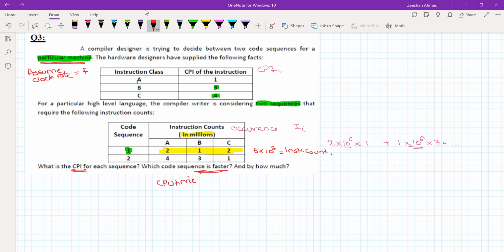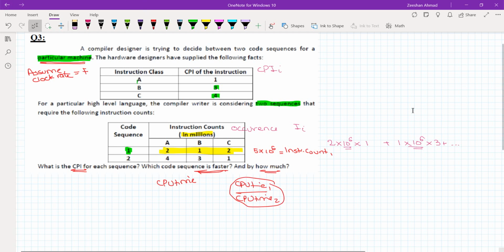I think it is better. Even if you have the information for the MIPS, you can do that also. And by how much, you can say CPU time of one divided by CPU time of two, assuming one is faster. I'm just giving you the hint here. Whichever is faster, keep it up divided by the second one. So this is how you are going to do question number 3.